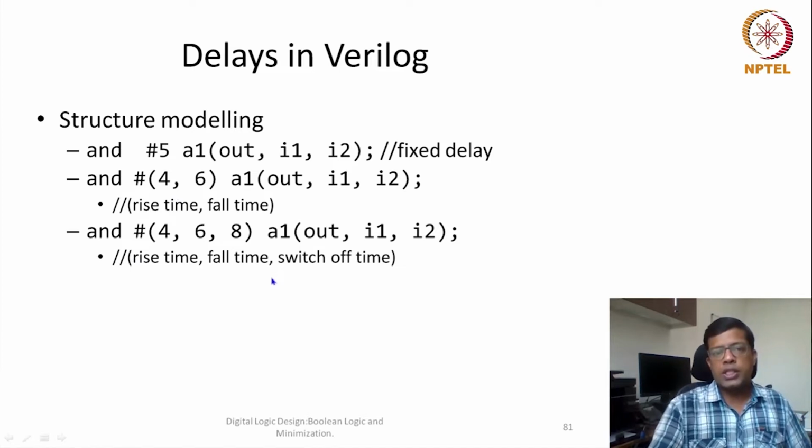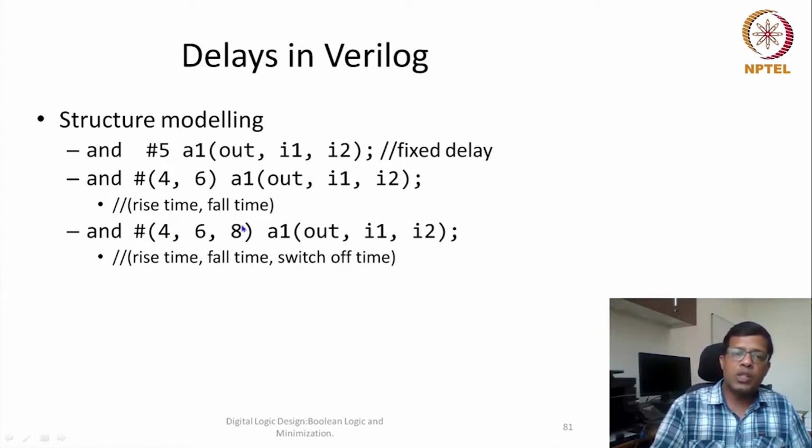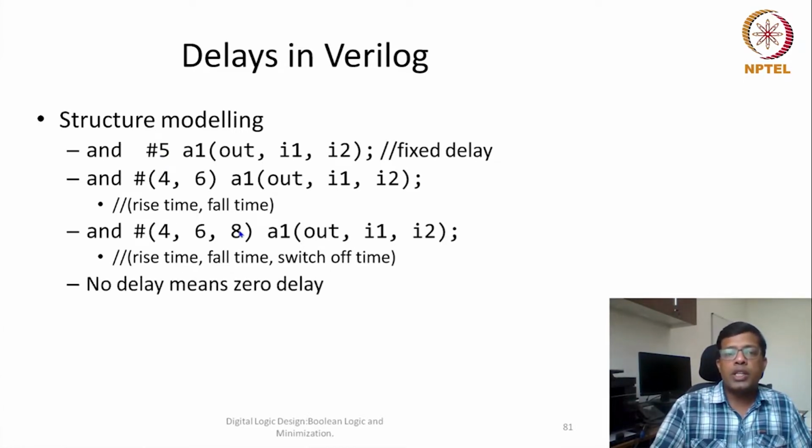Okay, so when out of these 3 inputs one is not specified and only 2 are specified, it automatically takes them as rise time and fall time. When only one input is specified, that means the delay is fixed for all the cases. So it essentially means that for rise time the delay would be 5, for fall time the delay would be 5, and for switch off time the delay would be 5. In case there is no specification of hash, it means that there is no delay, or we can also call it 0 delay.